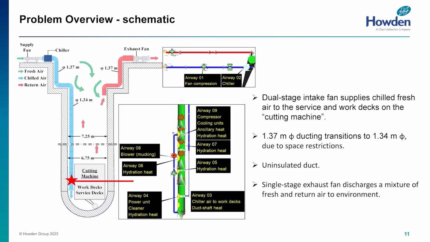The inset shows the 9 specific airways that were analyzed, and for each one of those airways, it's showing either a cooling source or the heat sources that were applied to those airways.